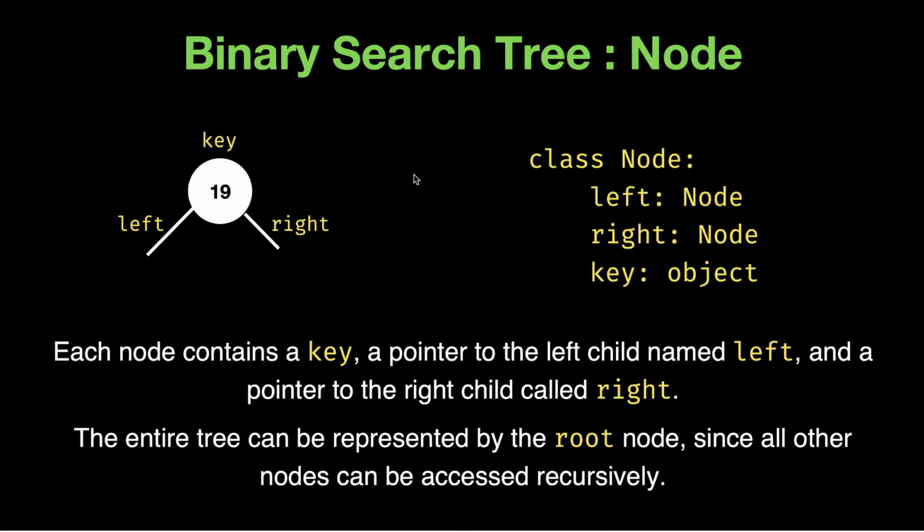Now if we look at a particular node in a binary search tree, we can see that it contains a value, an object known as key, and it has two pointers that are called left and right. They point to another two nodes, right? So a node contains a key, a pointer to the left child named left, and a pointer to the right child called right. And the entire tree can be represented by the root node, because if you get the instance of the root node, you can basically go to every other node in your tree, right? Because you can recursively go to the left subtree and right subtree, left subtree, right subtree, and so on.